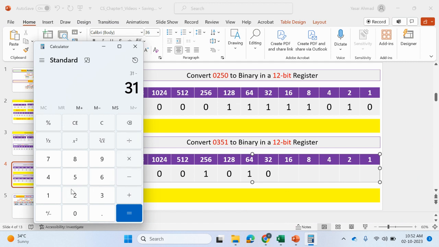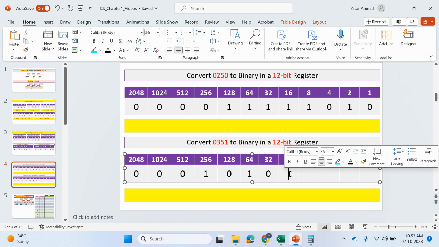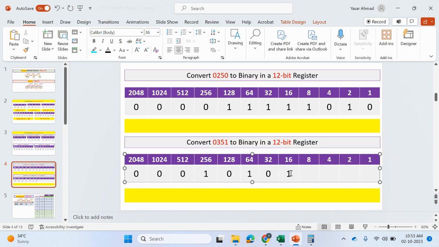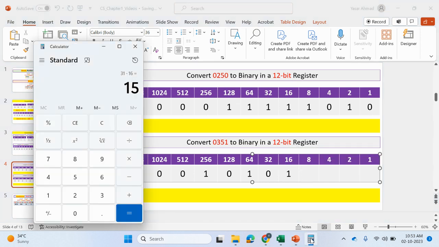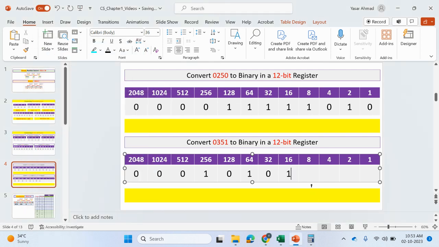If I now take away this by 16, we have 15 left. So 31 take away 16. Okay, so what I'm going to do is put a 1 here, and we have 15 left. Okay, and then for the last 4 bits, if I have 1 here, I know this equals to 15. So here what we've done is we've converted basically 351 into a 12-bit binary value.